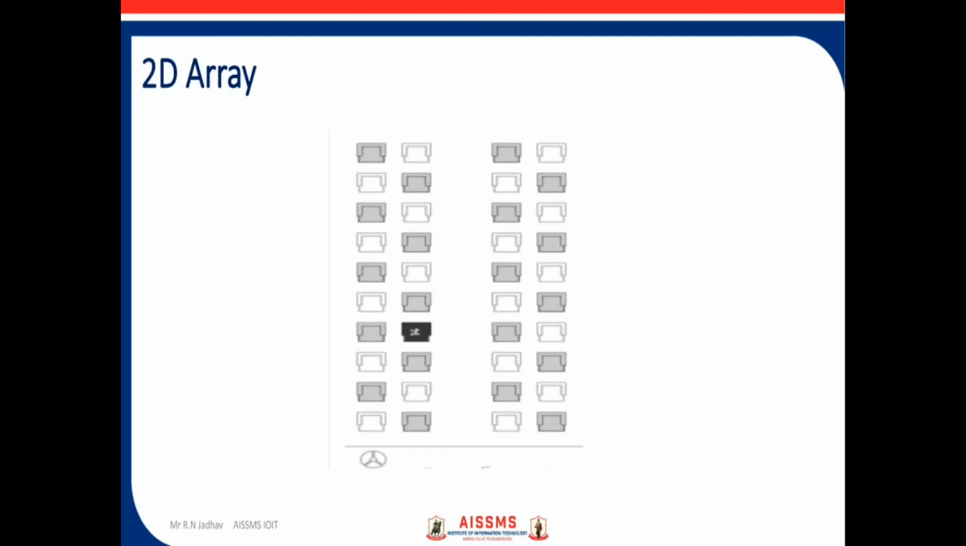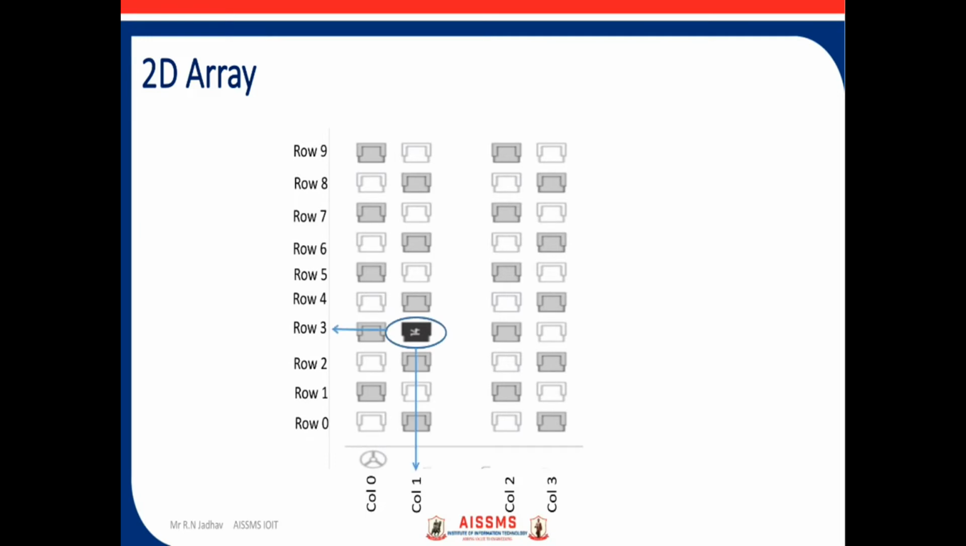We all must have used online ticket booking system such as booking ticket for bus, train or a movie. Now here seats are arranged in a number of rows and number of columns. Now if I want to select a particular seat, seat number 14, so it belongs to row 3 and column 1. So it can be accessed as seat 3 1.